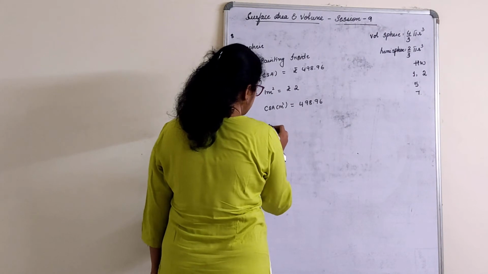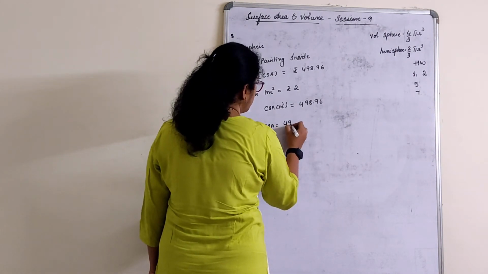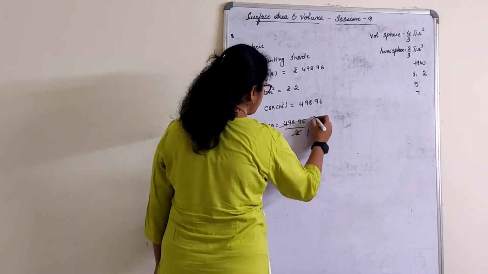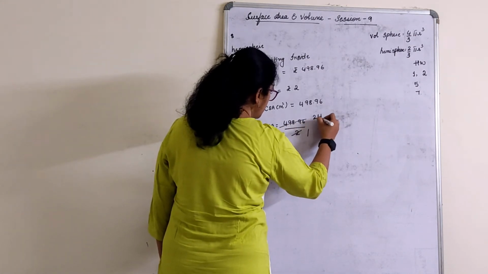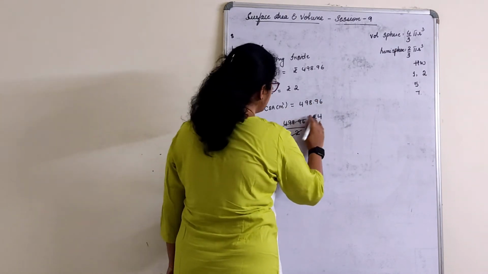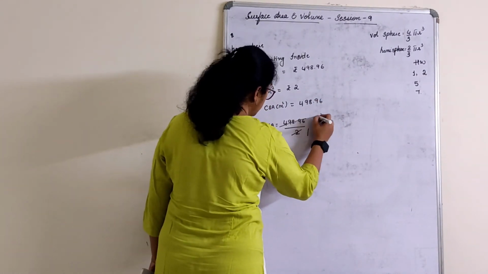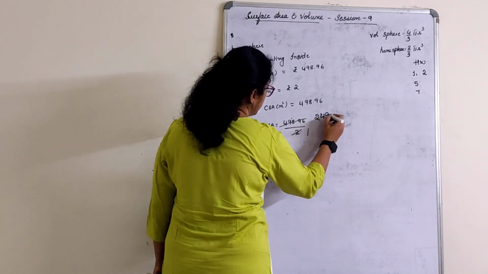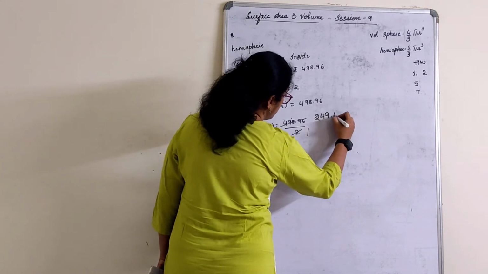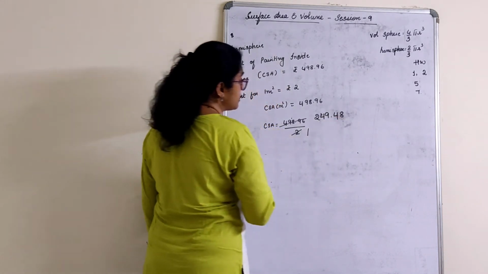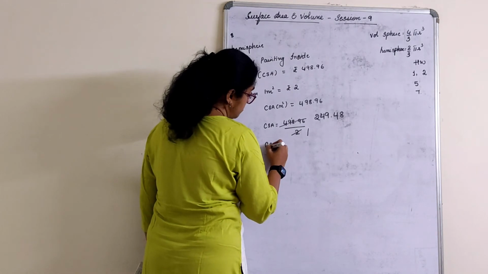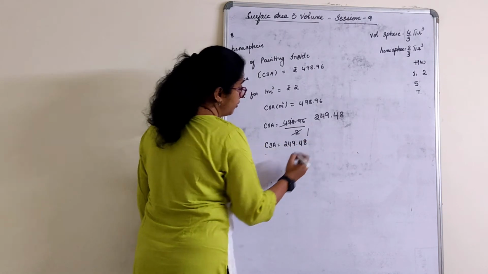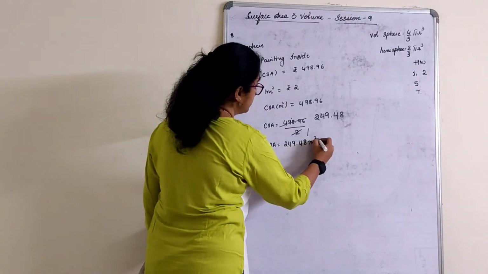So, CSA is equal to 498.96 divided by 2. 2 2s are 4. 2 4s are 8. 2 9s are 18. 2 8s are 16. So CSA is 249.48 meter square.